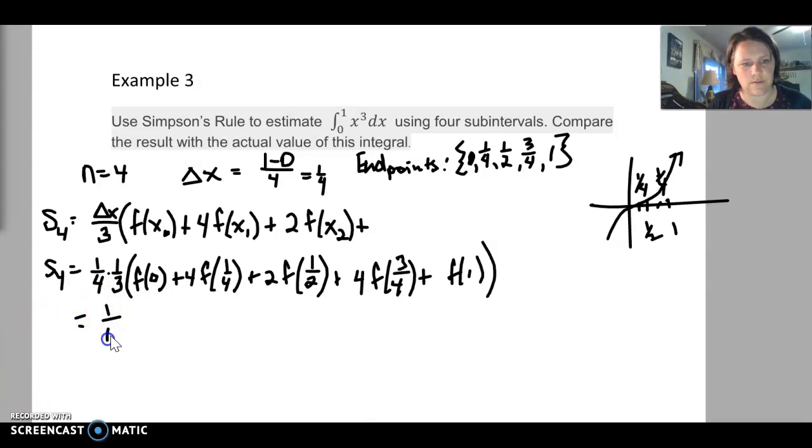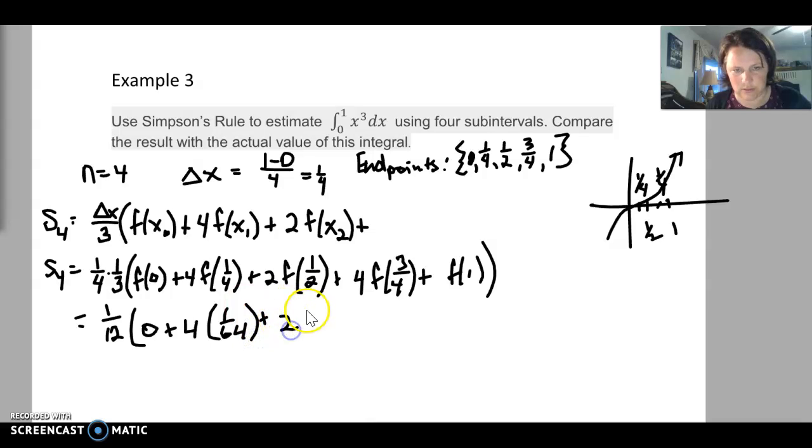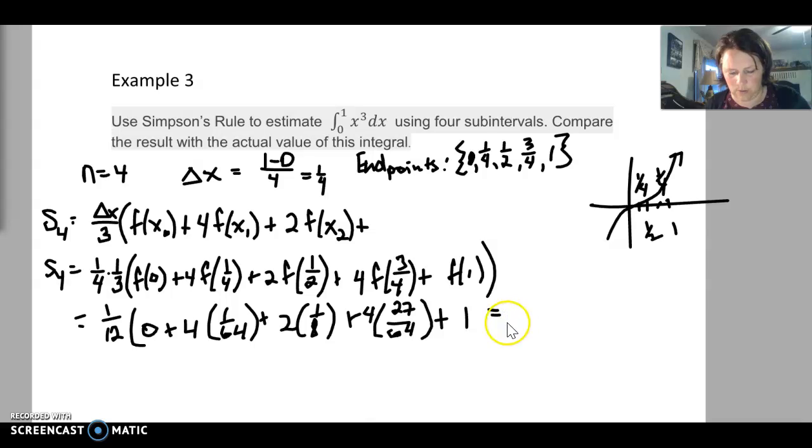Okay, so we're going to have 1/12 here, and f of 0, of course, is going to be 0. Then we're just going to go through and cube all of these. So 4 times 1/64 plus 2 times 1/8, and so on. Just plug those into the x cubed equation, and you'll end up with a final answer of 1/4. Put all that into your calculator, make sure you've got your parentheses on there, and then multiply it by 1/12. Your final answer will be 1/4.